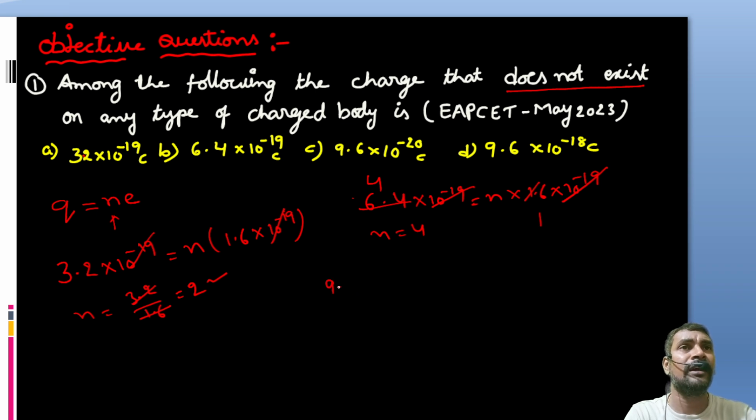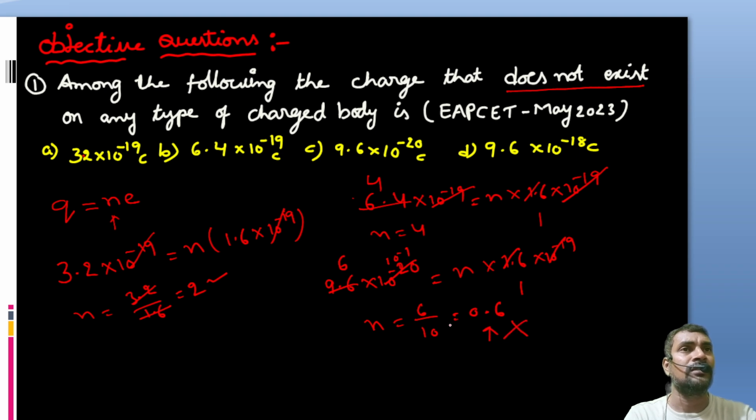Option C, he is given 9.6 into 10 to the power of minus 20 is equal to N into 1.6 into 10 to the power of minus 19. So from 10 to the power of minus 19, we are left with 10 to the power of minus 1 here. 1.6 sixes are 9.6, so N is equal to 6 divided by 10, that is 0.6. This 0.6 is not an integer, so this is not possible. This charge doesn't exist. So according to his question, the answer is option C.